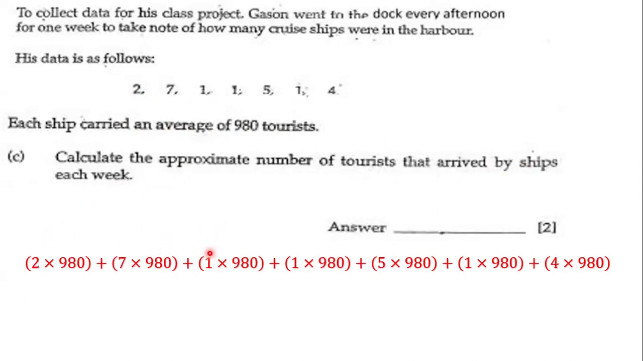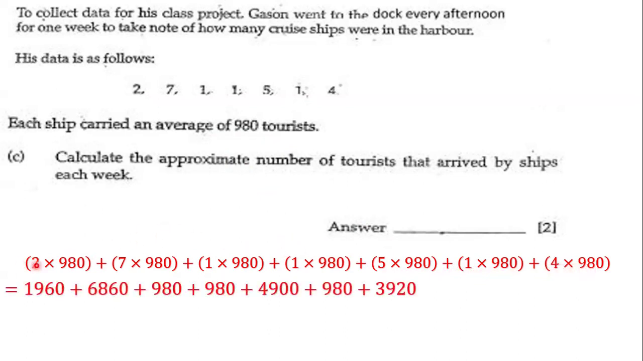There is 1 ship with 980 tourists, 1 ship with another 980 tourists. It's an average of 980 tourists. And so we have 5 times 980, 1 times 980, 4 times 980. And so we're going to multiply. 2 times 980 is 1,960. 7 times 980 is 6,860. And we multiply each one of them to get our answers, right?